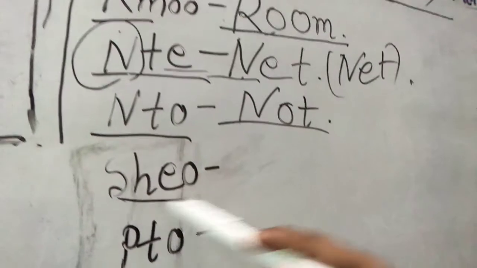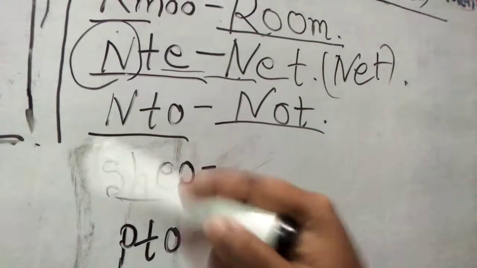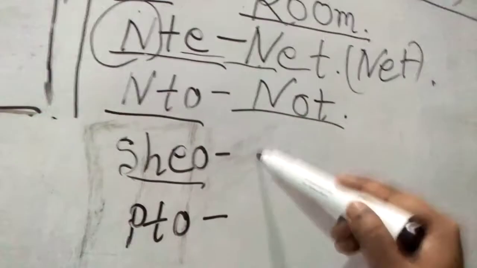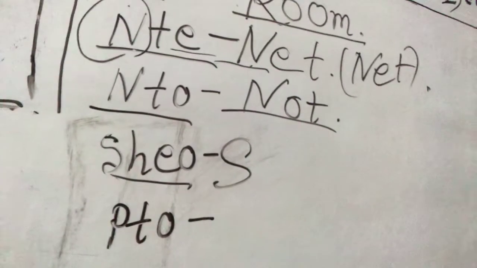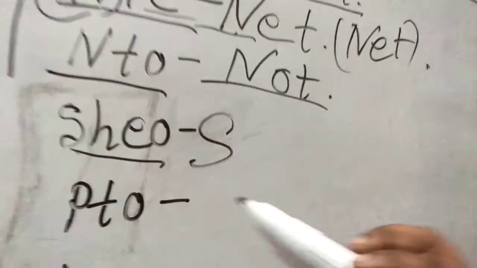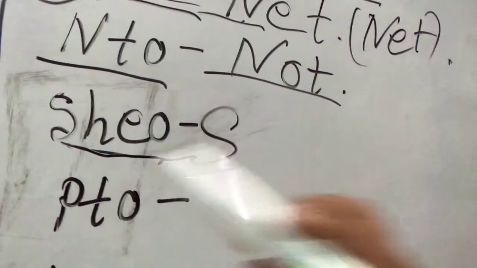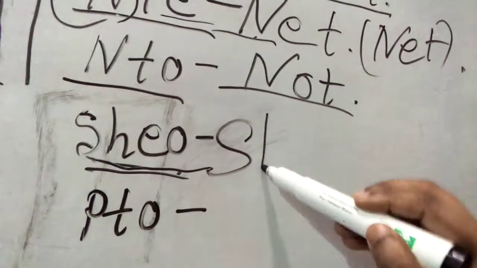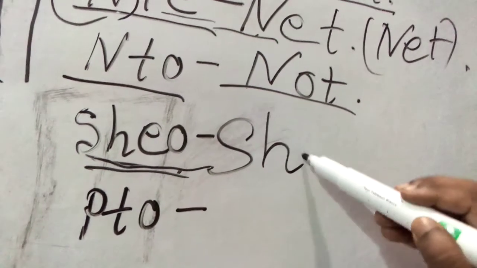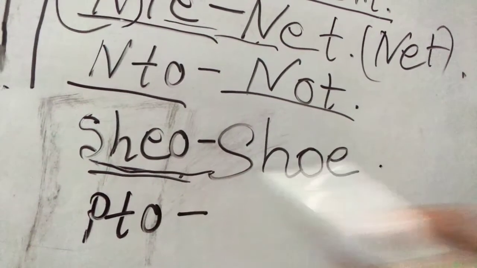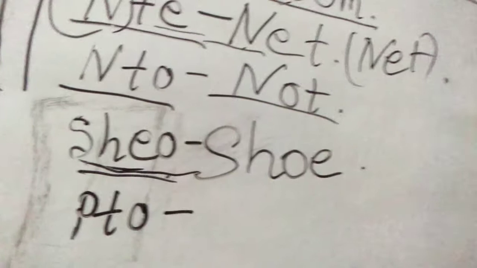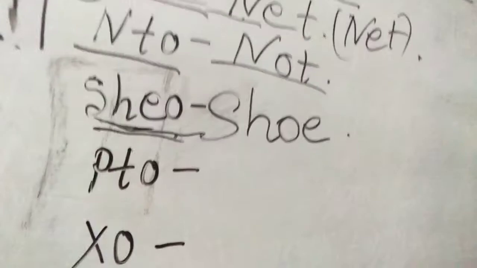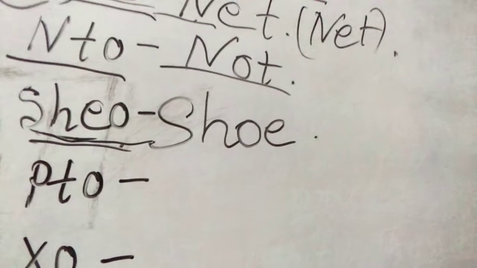Now, SHEO. S is already given in capital letter. Whatever is a capital letter, you just put it at the very beginning. Shio, there's no word like this. So we know that the word is shoe. SHOE. If we place the E at the very last place, then we have a meaningful word, shoe, that we put on our feet.